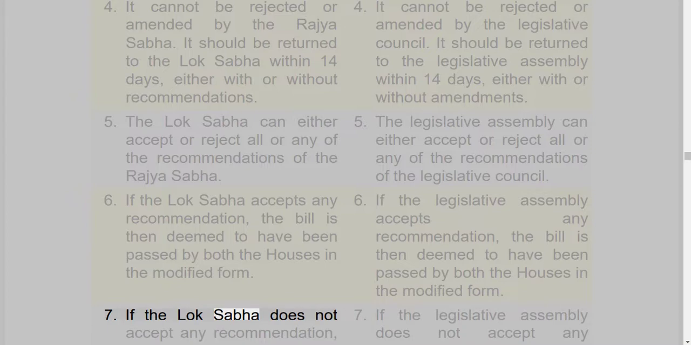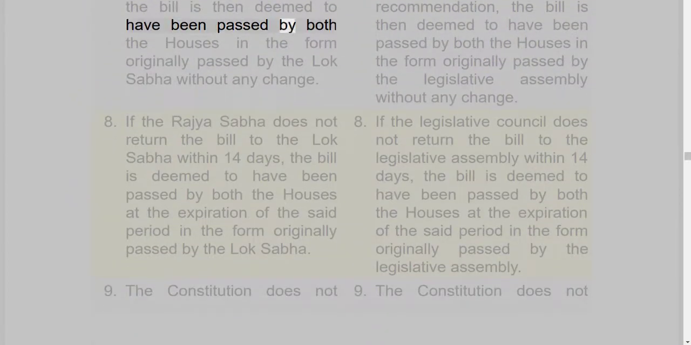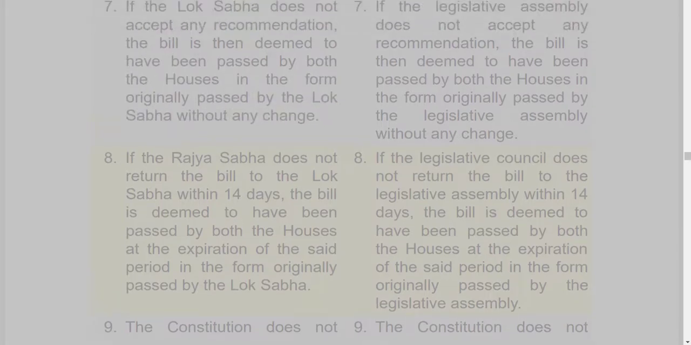7. If the Lok Sabha does not accept any recommendation, the bill is then deemed to have been passed by both the houses in the form originally passed by the Lok Sabha without any change. 7. If the Legislative Assembly does not accept any recommendation, the bill is then deemed to have been passed by both the houses in the form originally passed by the Legislative Assembly without any change.